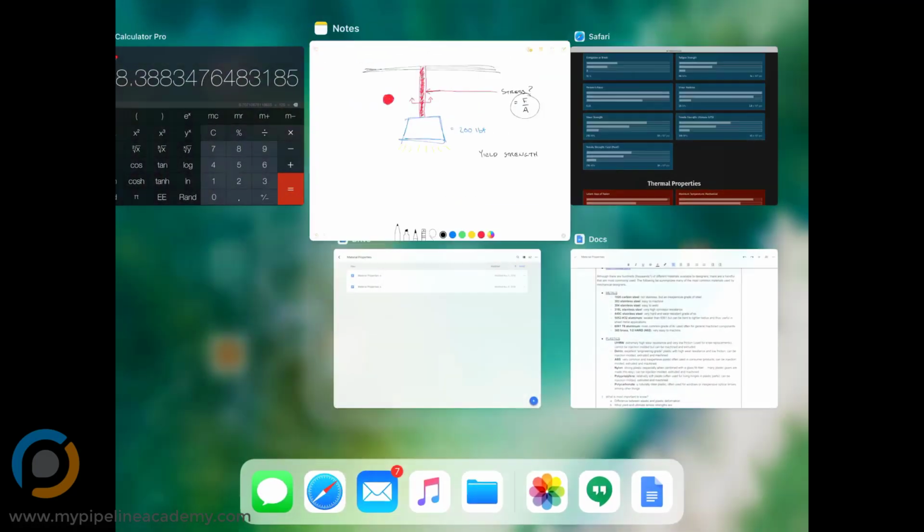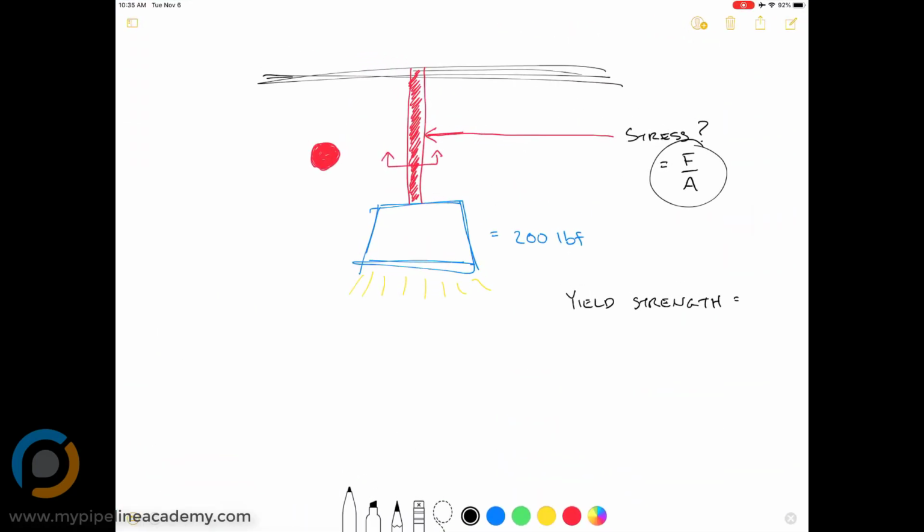Okay, all right, so let's go back to our notes here. We'll say yield strength equals 39. I'm going to write ksi because this is a common way of writing it.